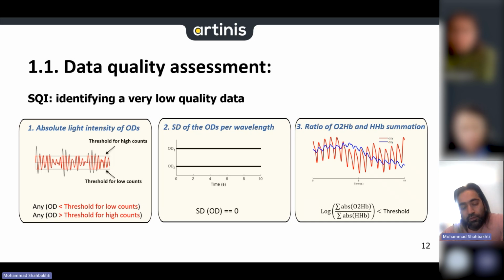Something else I'd like to mention here: cardiac pulsation is much stronger in O2HP compared to HHP. So if we have a condition where the amplitude of cardiac pulsation in HHP is stronger than in O2HP, there is something wrong. That's also another criteria we're using for the data quality assessment for really low data quality. If either of these situations is true, then we consider our SQI as 1.